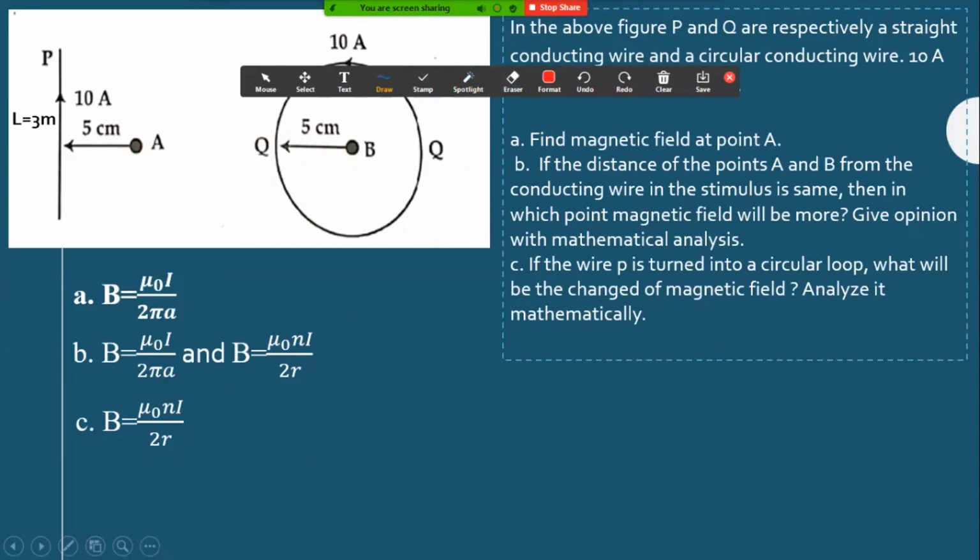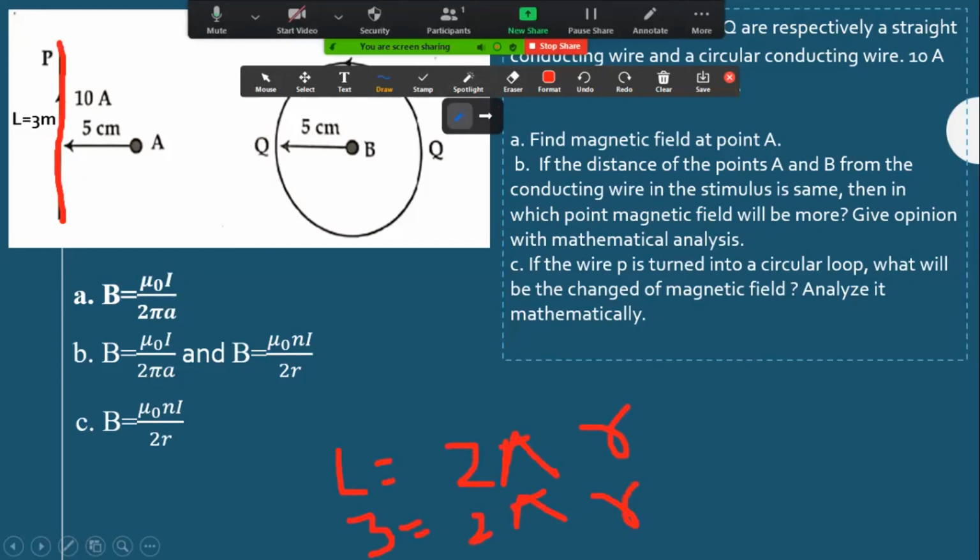Now we have to transform or turn this wire, that is P, into a circular loop. So this L should be equal to 2 pi R, and now L is replaced by 2 pi R. From here you will get very easily the value of R, and you can solve this math.